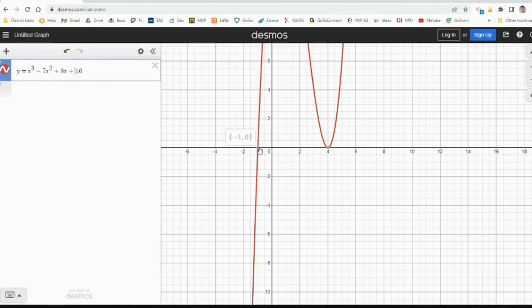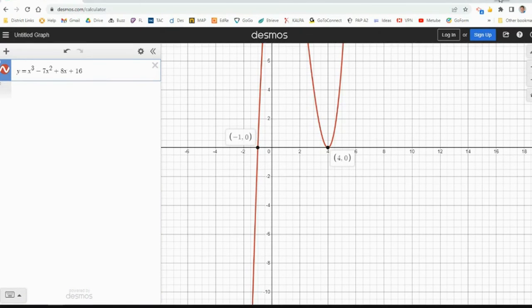There we go. Now the roots are -1, and there's the double root at 4. Anytime there's a double root, it will bounce off of the x-axis instead of crossing it. If it's a single root, it will cross it. But now we have the correct roots.